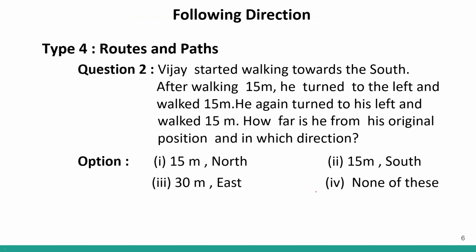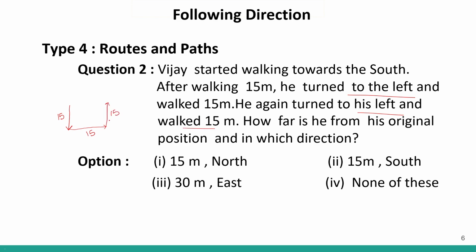Now, Vijay started walking towards the south. So Vijay is going in this direction and he walks for 15 meters. Then he turns to the left. He's coming in this direction and he walks for 15 meters. From here, 15 meters, right? He then again turned to his left and walked 15 meters. So again left, walked 15 meters.